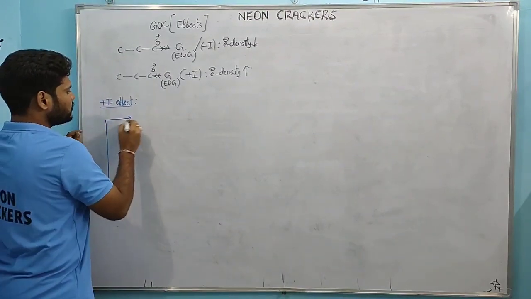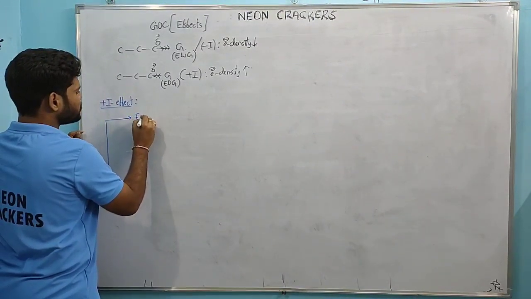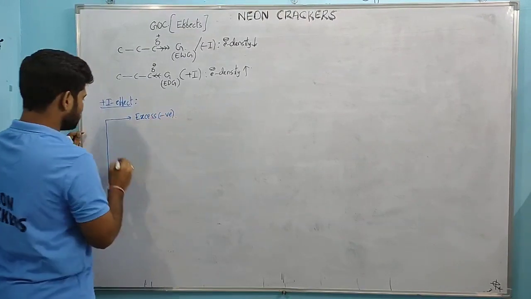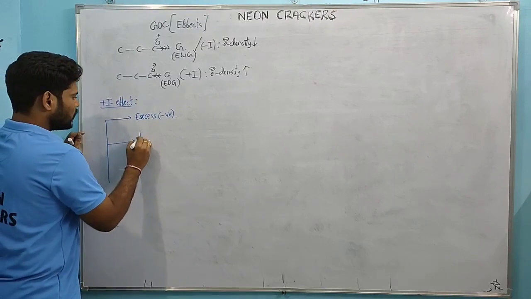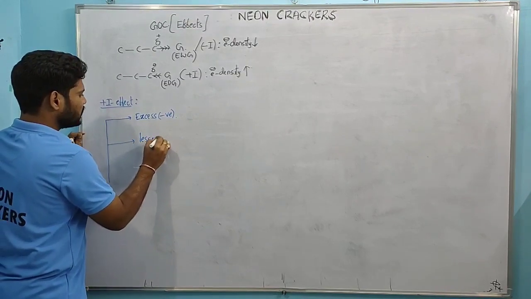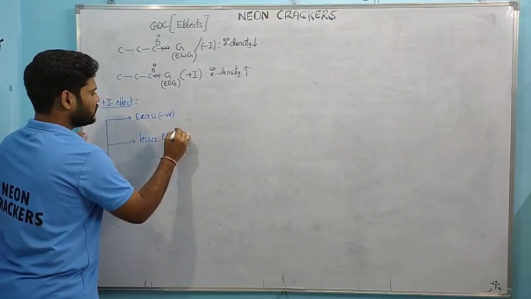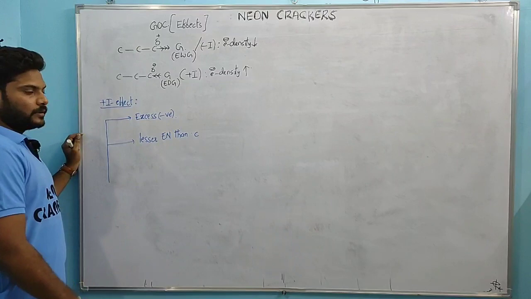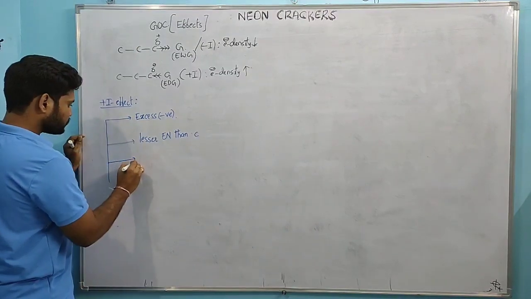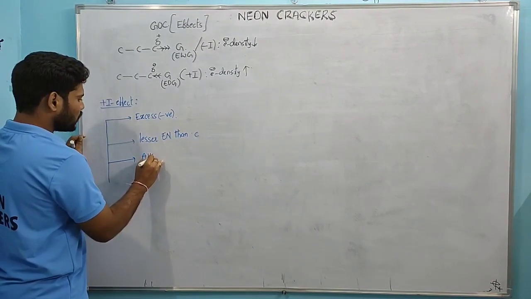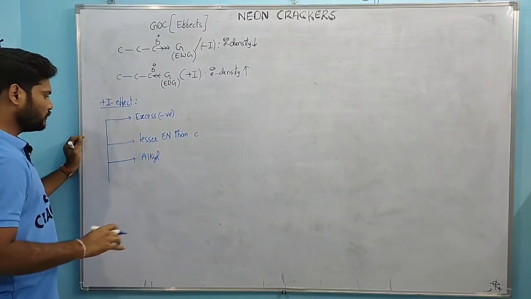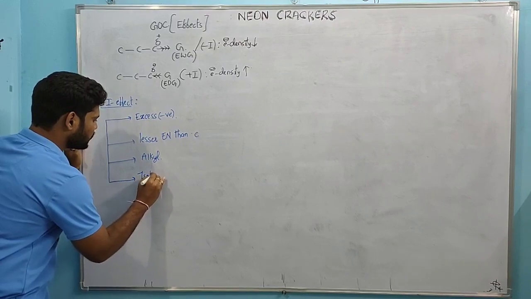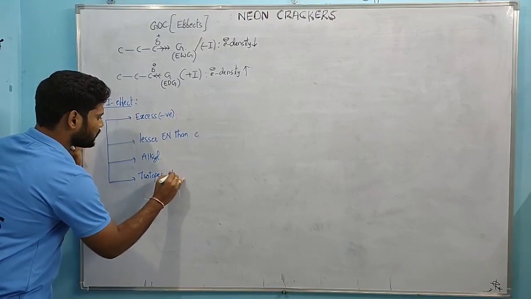First factor is excess negative charge. Second factor is lesser electronegativity than carbon. Next one is alkyl groups. Among alkyl groups, I will give one shortcut to find the order. Last one is isotopes of hydrogen.